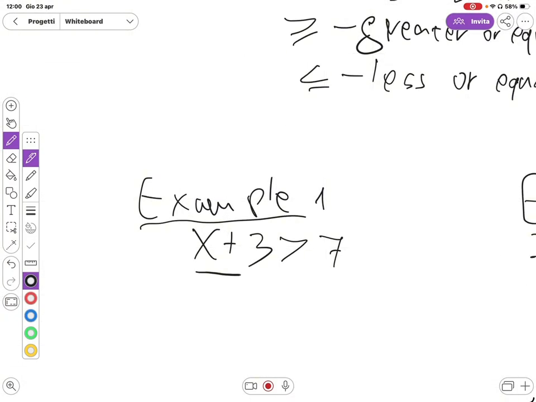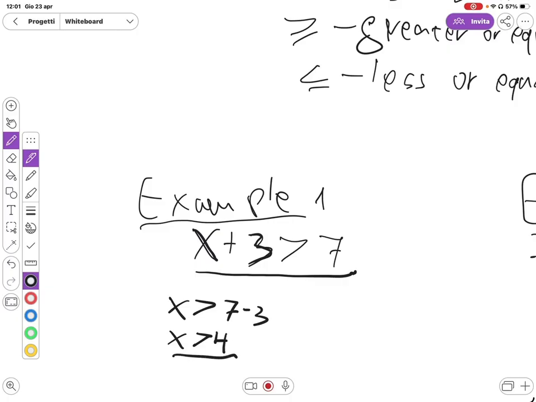x plus 3 is more than 7. So just as in equations, we need to isolate x and the numbers part. So for this we need to subtract 3 from both sides, so we can get just x. So x is more than 7 minus 3, or x is more than 4. So this is our answer.